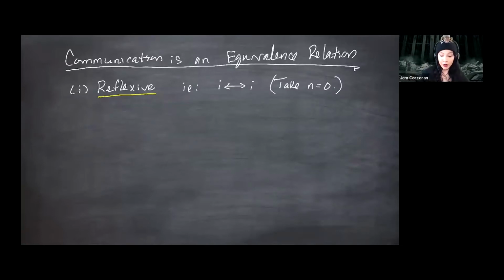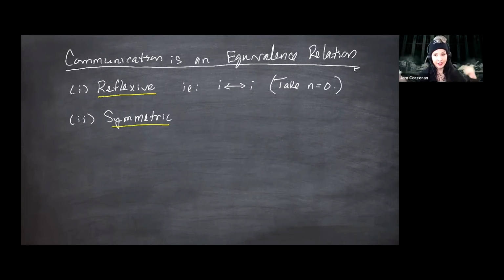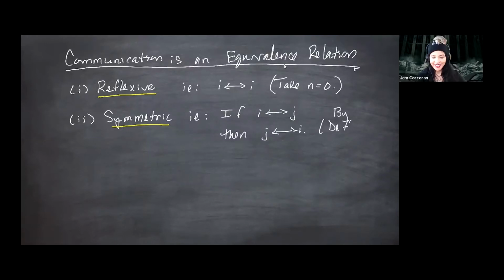Then we have a symmetric property. This just means if i communicates with j, then j communicates with i, and that's totally by definition because communication means you can get from one to the other and back. So you can get from the other one to the first and back. This just says that if i communicates with j, then j communicates with i, and this is purely by definition. Okay, so the third one is the transitive property of an equivalence relation.